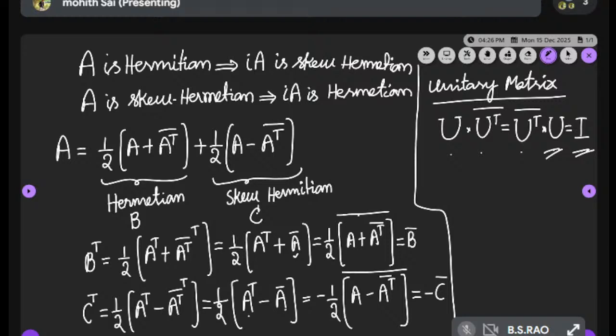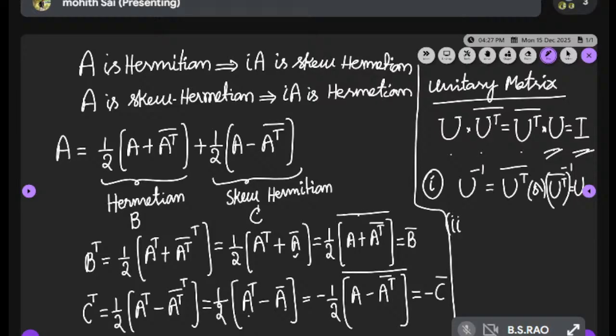Right. Now let us write the properties. U inverse equals to what? U inverse is U transpose conjugate. U transpose conjugate inverse equals to U.